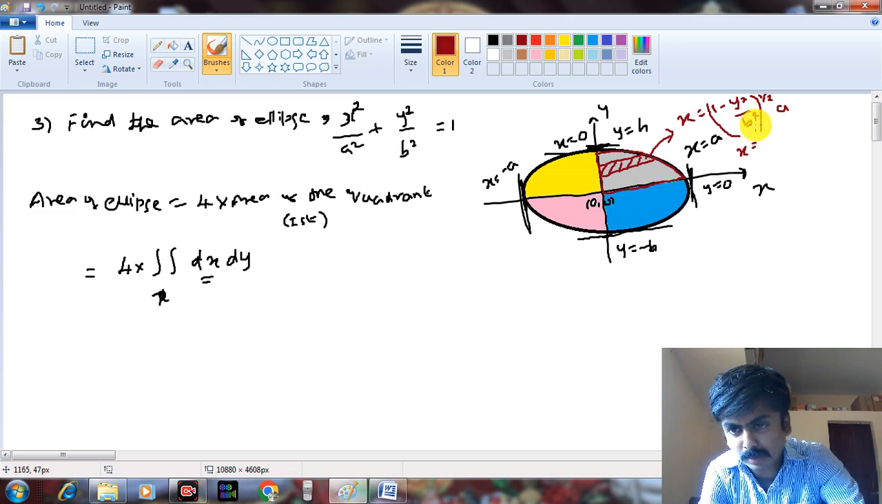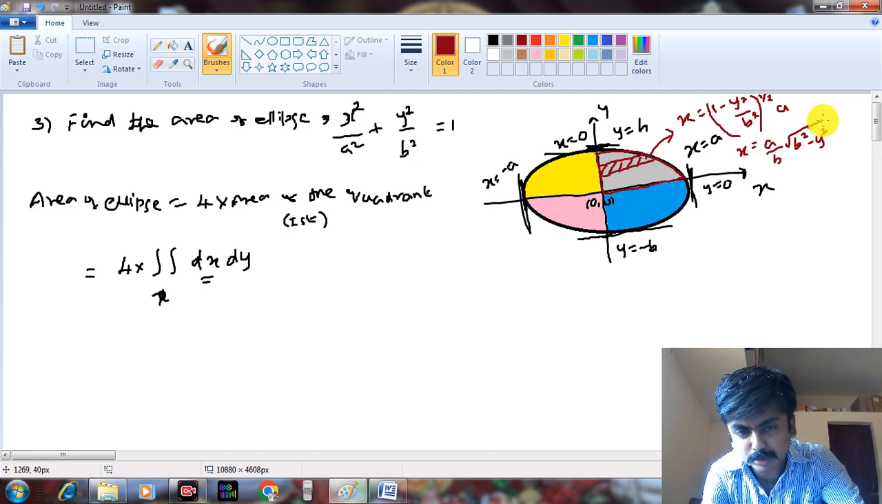So I am taking the LCM here, so I have a divided by b root of b square minus y square. Okay, x equal to a by b root of b square minus y square. Okay, so I shall give you the solution.